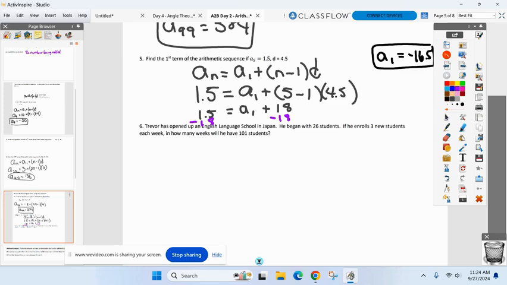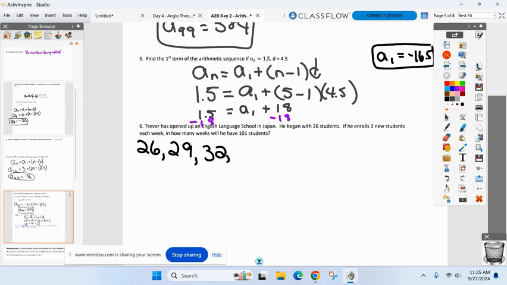I want to get a visual here of the sequence. What's the first term? 26. Next, 29, because I'm adding 3 students. I just want to get an idea what this looks like. 29, 32, 35.